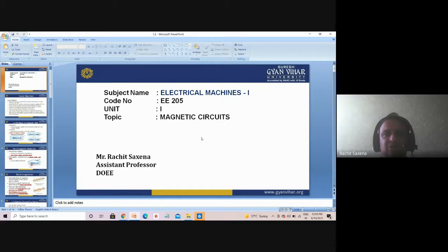The transformer is divided into two parts, single phase and three phase, because we have two types of AC supply. But DC doesn't have any such type, so DC machines are categorized by their construction and by their types of connections. AC machines are divided into single phase or three phase. The transformer is also based on AC, because we give only AC to the transformer, not DC, since it doesn't work on DC.